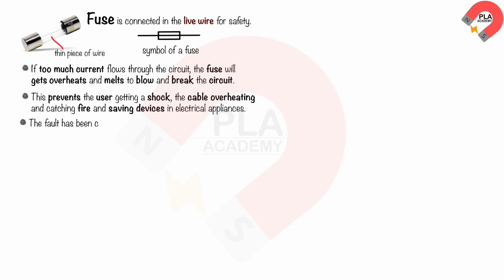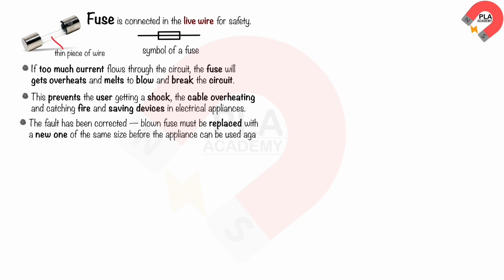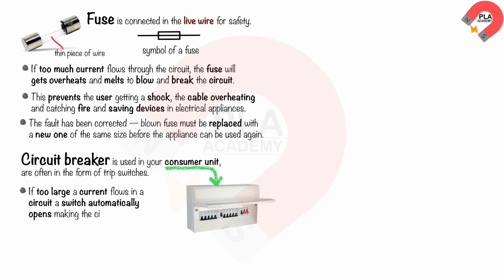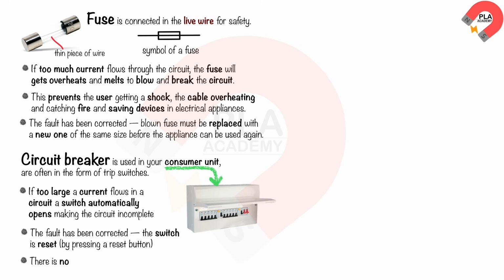Once the fault causing the increase in current has been corrected, the blown fuse must be replaced with a new one of the same size before the appliance can be used again. Circuit breakers are used in your consumer unit, often in the form of trip switches. If too large a current flows in a circuit, a switch automatically opens, making the circuit incomplete. Once the fault in the circuit has been corrected, the switch is reset, usually by pressing a reset button. There is no need for the switch or circuit breaker to be replaced, as there is when fuses are used.